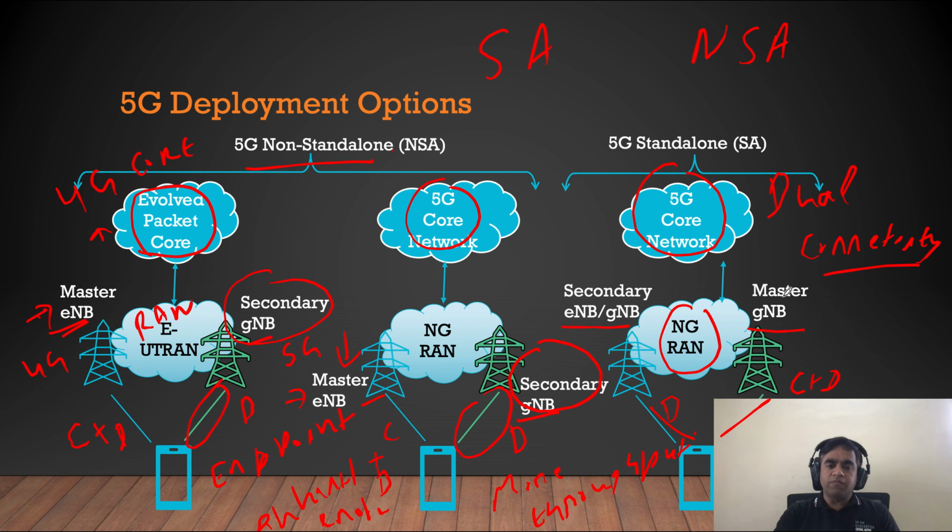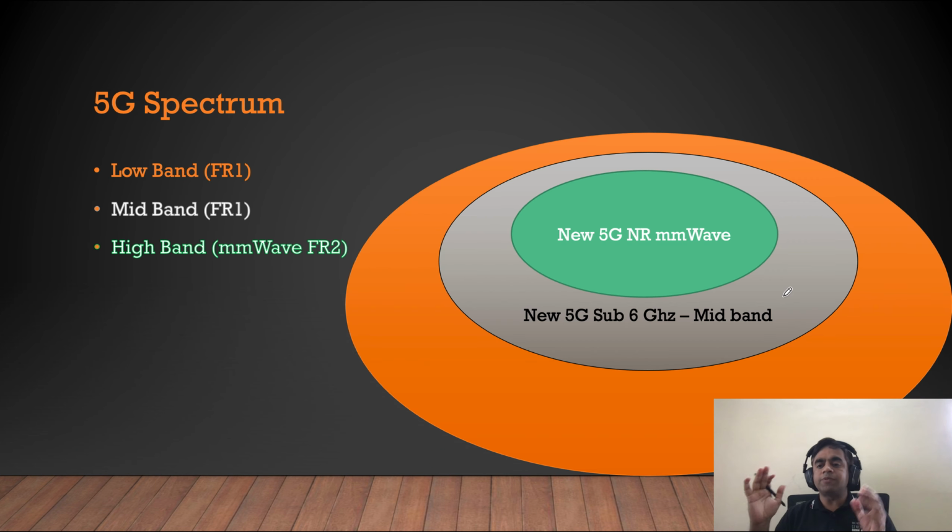So now let's move our focus from these deployment options to the type of spectrum. There are three types of spectrum that you see available in 5G. The low band, which is FR1, mid band, again FR1, and high band, which is mmWave or FR2. So the low band spectrum is available to cover the large area.